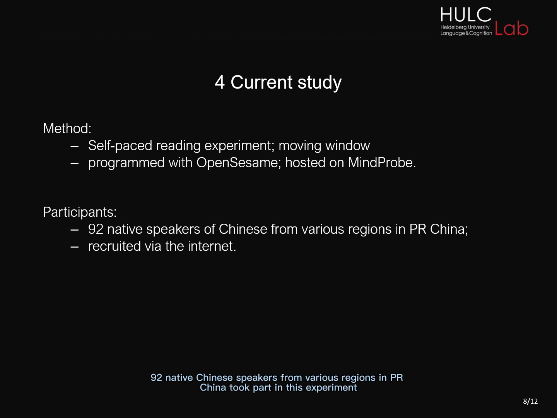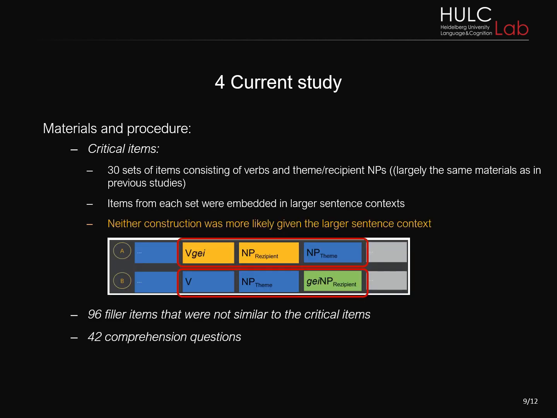92 native Chinese speakers from various regions in China took part in this experiment. In this experiment, we have 30 sets of critical items and 96 fillers. Each set of critical items appeared in the following two conditions. The ditransitive verbs were largely the same as in the previous studies.